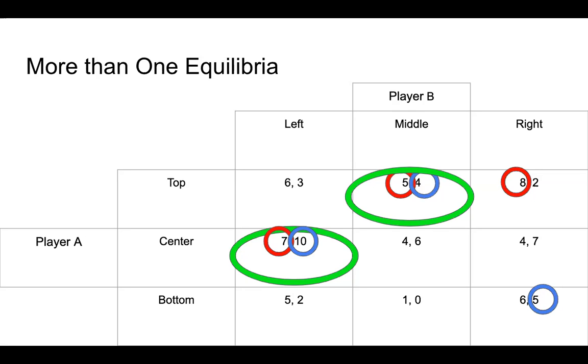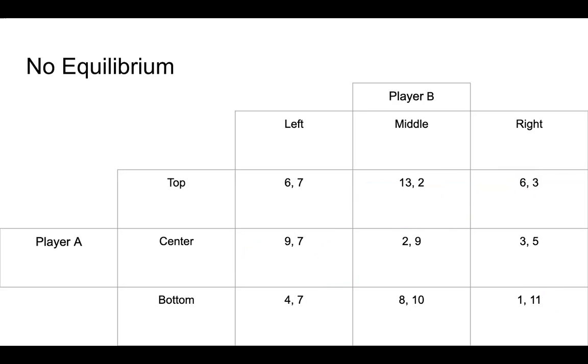So in this case, one Nash equilibrium is clearly better for both players, but there is an example in which there are 2 Nash equilibria, but one is better for one person, and we'll get to that. So next one. What if there's no Nash equilibria?